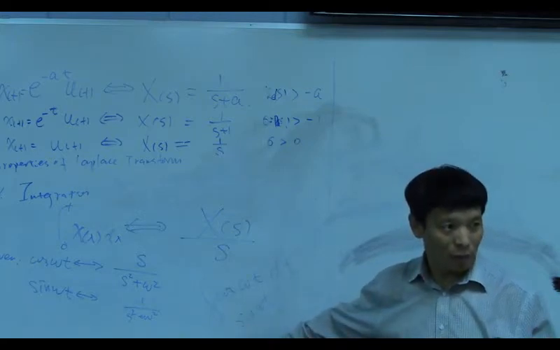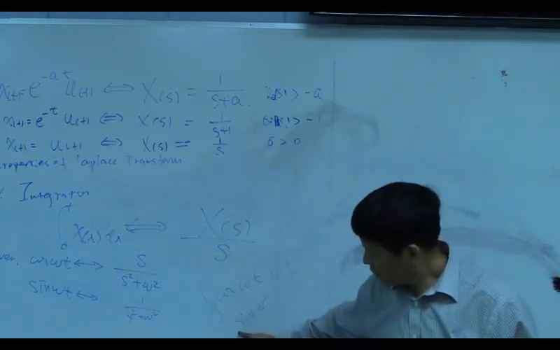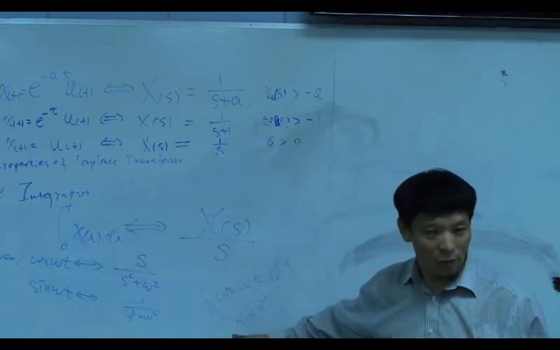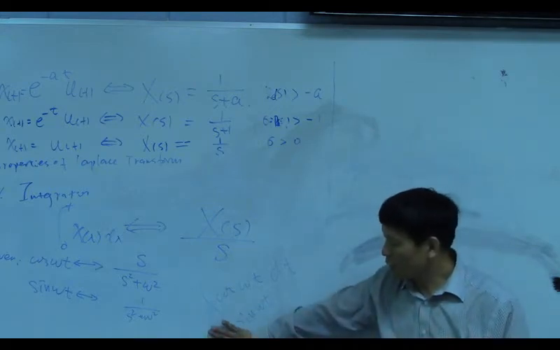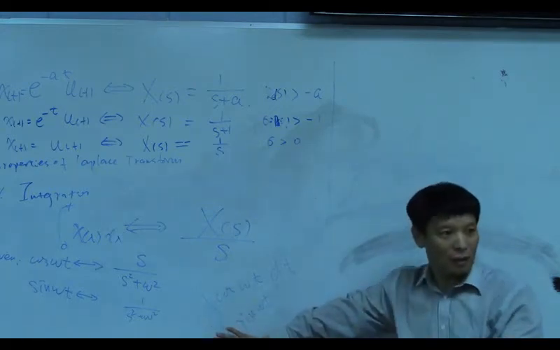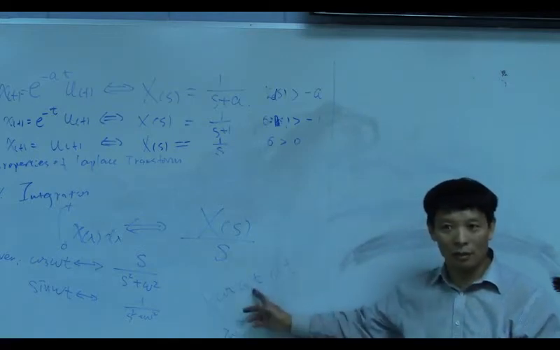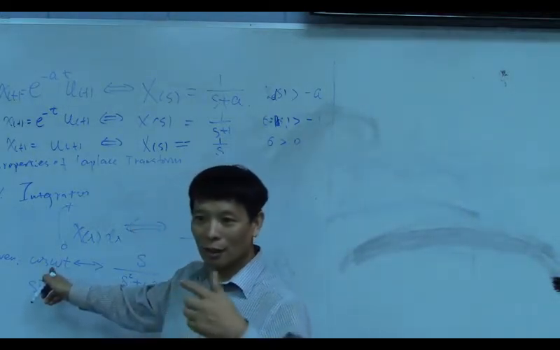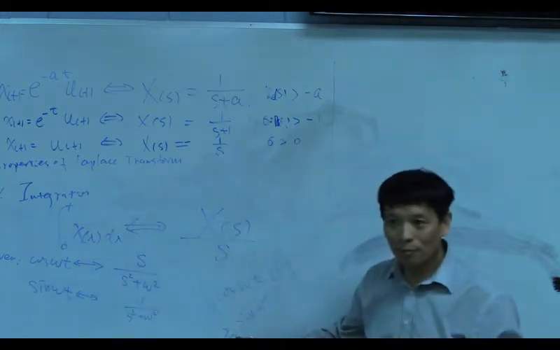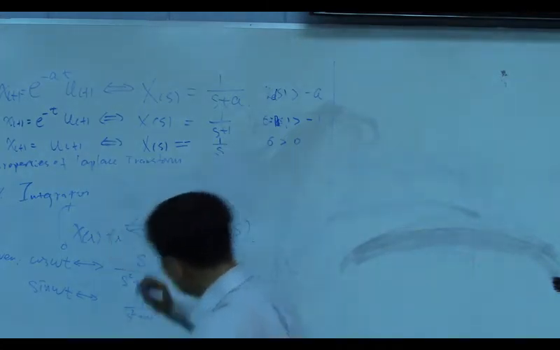What is on here? 1 over omega. Okay, perfect. 1 over omega. Because when we take the differentiation of sin omega t, that equals cosine omega t times omega. Then omega cancels, so that gives us this. So this one is the integration of this, divided by omega. Not 1, it's multiplied by omega.